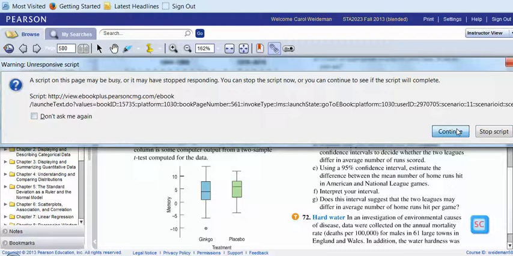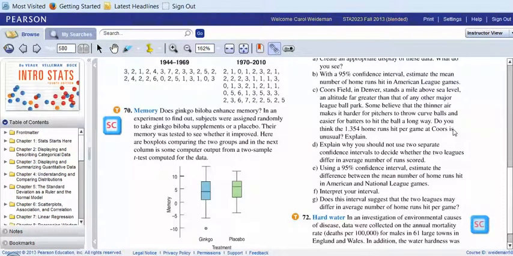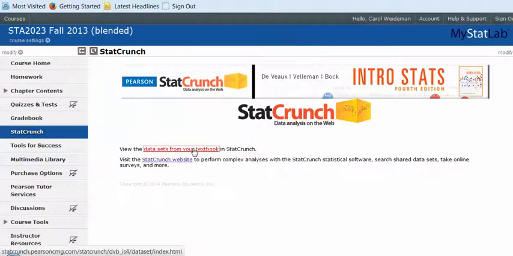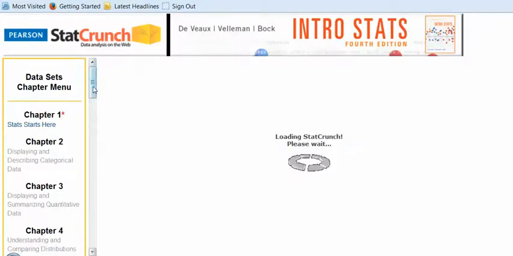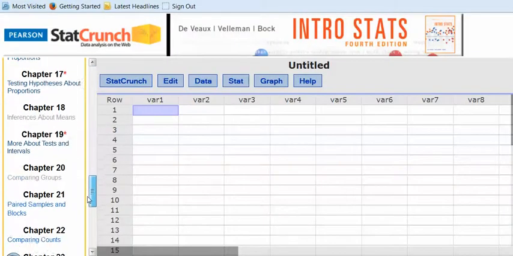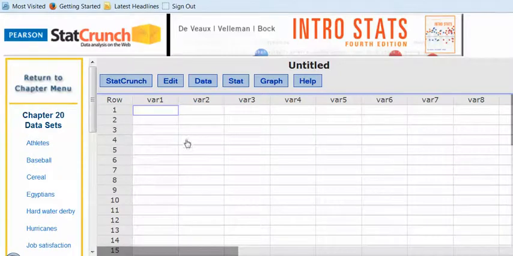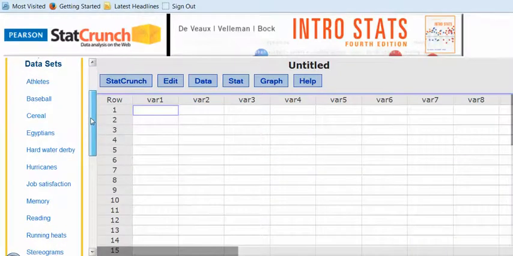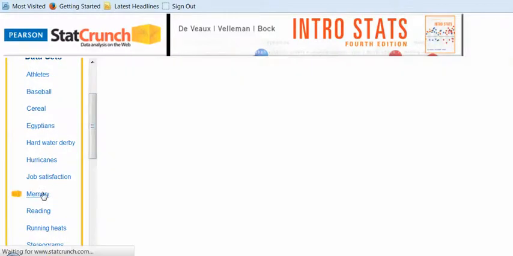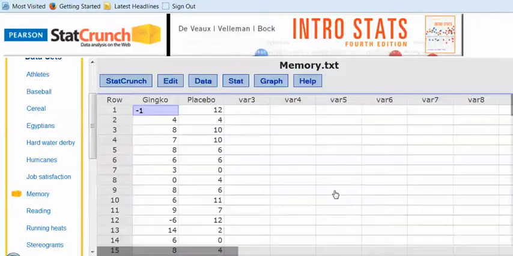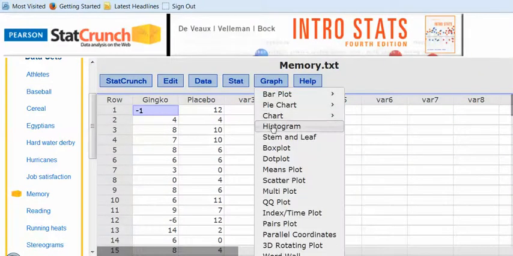Hopefully it will come up for us once in a while. I'm having some trouble lately with the... All right, let's try to go this way. Sometimes they're not coming up from the ebook, so let's try this way. So we're in chapter 20. And we should be able to see this in here. Memory, it should be the memory data set. Okay, there it is.